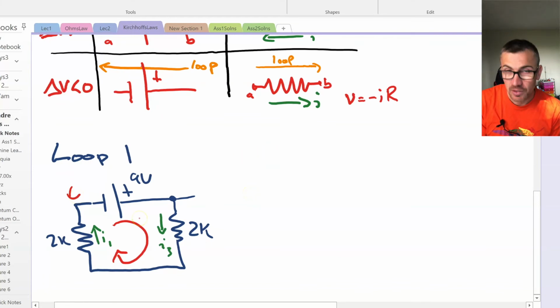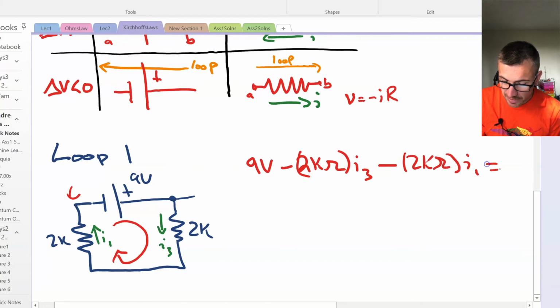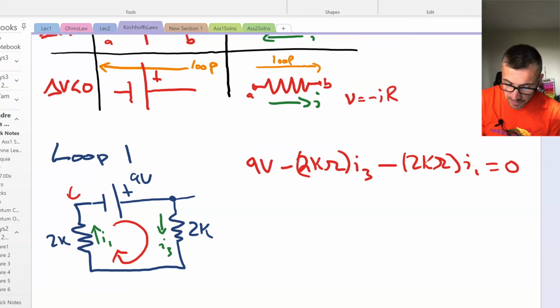We're going in the positive direction across it, so we have 9 volts, and we're going with the current through a resistor, so it's negative, minus 2 kilo ohms times I3, and we're going to subtract another 2 kilo ohms times I1, and that equals 0. So all of that stuff has to add up to 0. That's Kirchhoff's voltage law. And we're going to apply a little shortcut here.